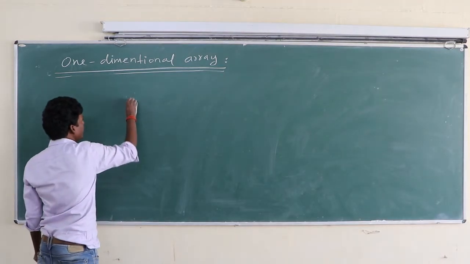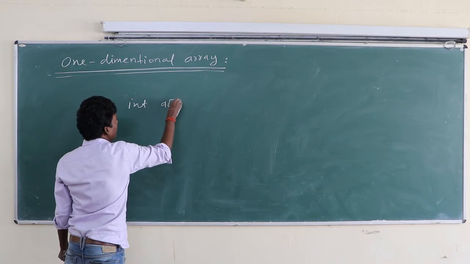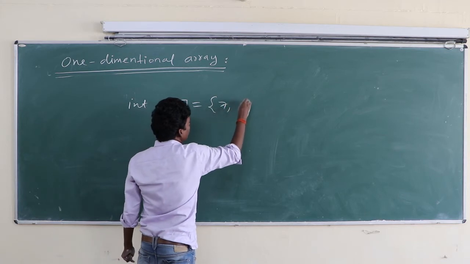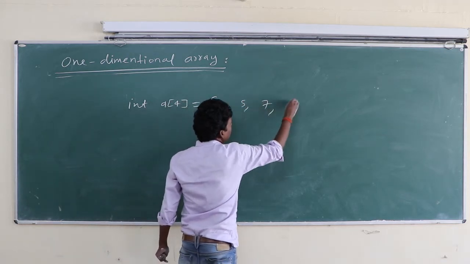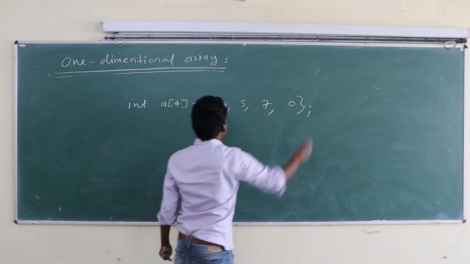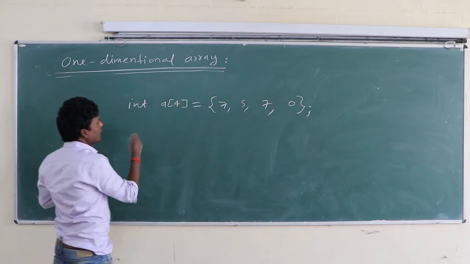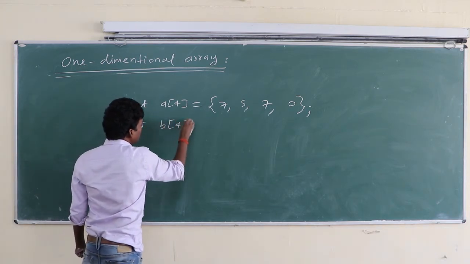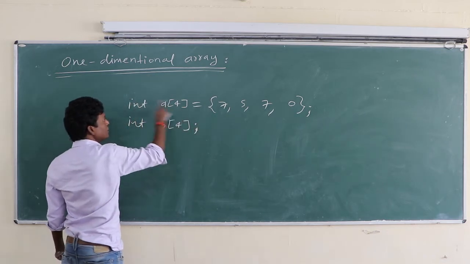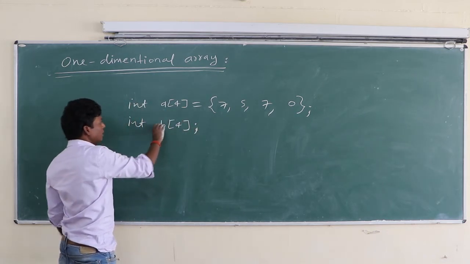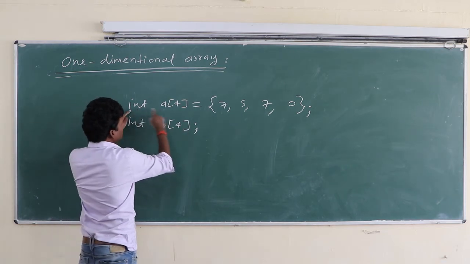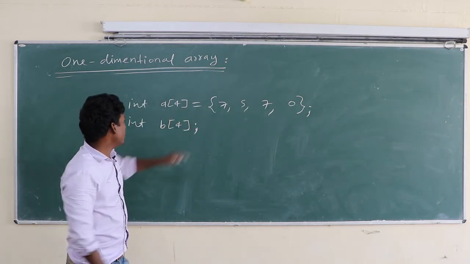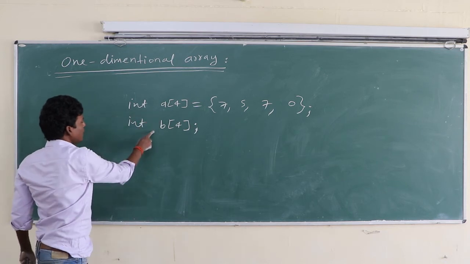Suppose you initialize an array a[4] equal to {7, 5, 7, 0}. There are 4 elements. This is the array initialization, and you have another array b that is empty. Here the array is initialized and here the array is declared. Class, the second statement is array declaration and the first statement is array initialization. In a, values are assigned. In b, no value is assigned.